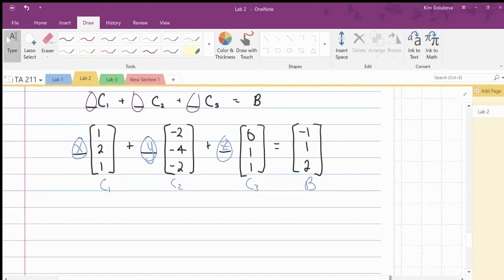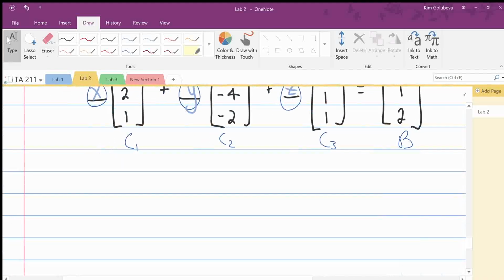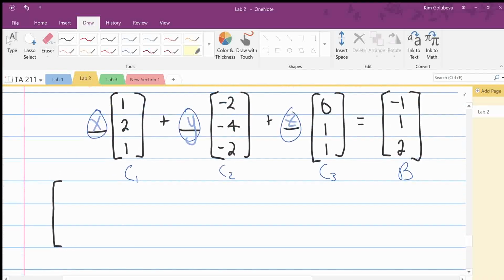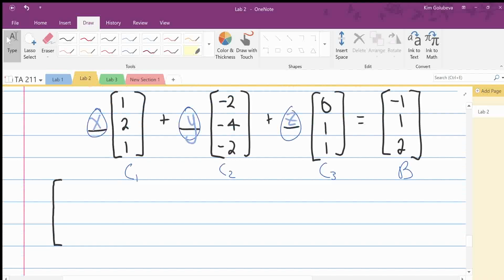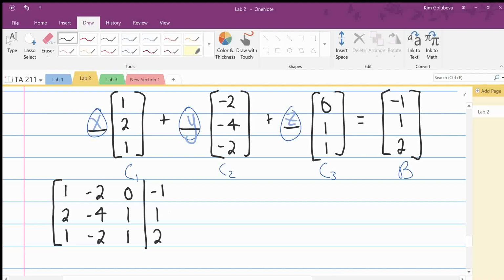Okay, so the way that you set this up in matrix form is you're going to put these columns into the matrix. So you're going to go 1, 2, 1, -2, -4, -2, and 0, 1, 1. And it's going to equal, so we're putting it into an augmented matrix.